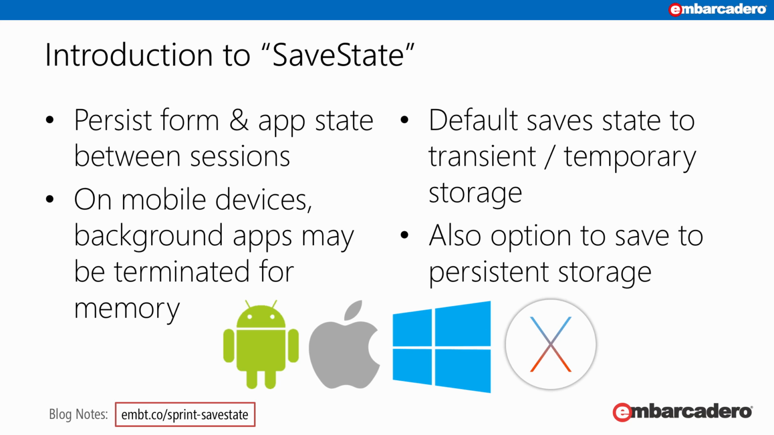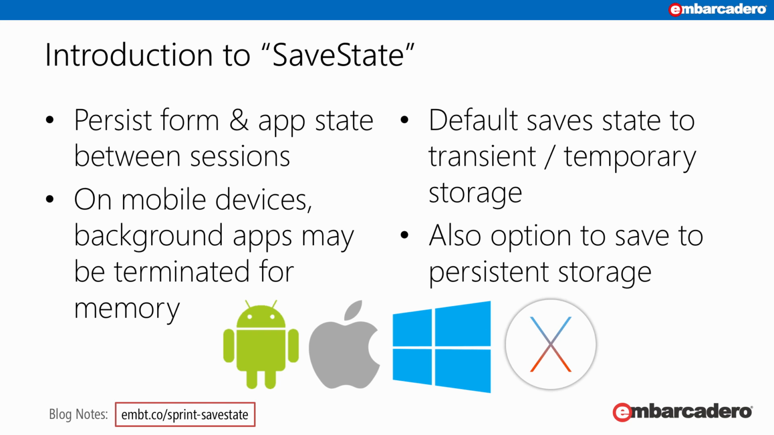So the purpose behind SaveState is that on mobile devices, the background apps sometimes can be terminated from memory. So what that means is if you're using an app and you switch from that app to another app, that app's still there in memory and the state's maintained automatically because it's in memory. But sometimes it'll get pushed out because of another app needing more memory. That's just the way the mobile OS works. When that happens, an event fires that gives your app an opportunity to save the state so that when the app's launched again, the state can be restored.